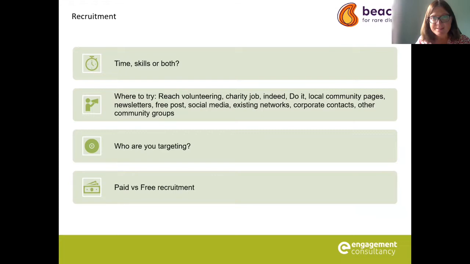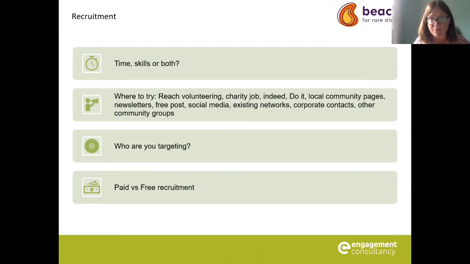Okay, so there are just a few things to think about with recruitment, and one of the things we've touched upon previously is whether you are recruiting for time, skills or both. If you're recruiting purely on time, there's no real skills required. Say, for example, you're running an event and you need 10 people to fundraise or steward on the day. Perhaps the requirement is simply that they are available within a certain window.